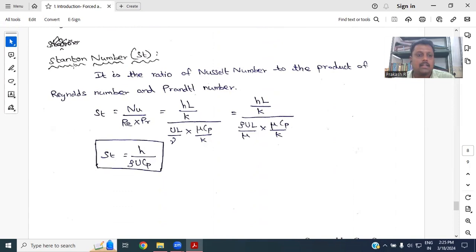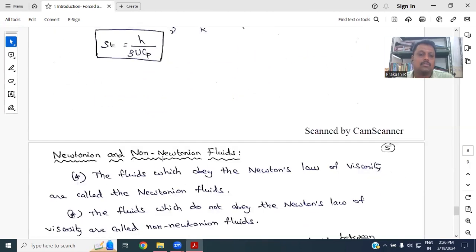Okay. And the next number will be the Stanton number. The Stanton number is defined as the Nusselt number divided by the product of Reynolds number and Prandtl number. We know the final equations of the Nusselt number, Reynolds number and Prandtl number. By substituting these, the final equation of the Stanton number is equal to h divided by rho into U into Cp, where h is the heat transfer coefficient, rho is the density of the fluid, U is the velocity of the fluid, and Cp is the specific heat of the fluid.